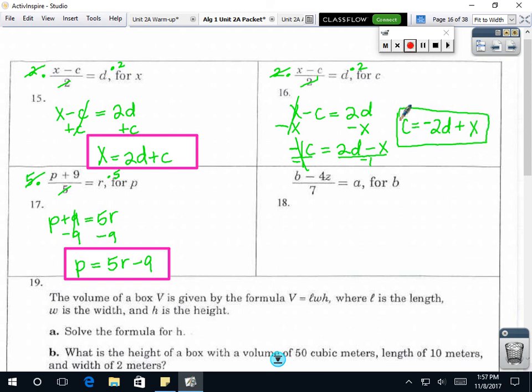As soon as you've completed 18 on your own, you may switch out. Jasmine, you may leave.